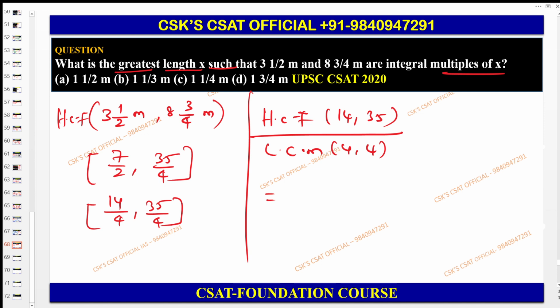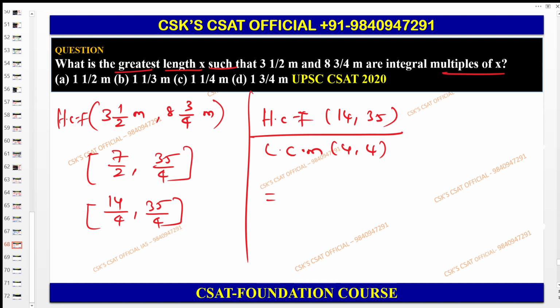Sir, 35 by 8? Sir, you need to make the denominator the same. What is the LCM for that? 2, 4. LCM is 4. Then here it has to be multiplied with 1 only. Clear? Yes, sir.